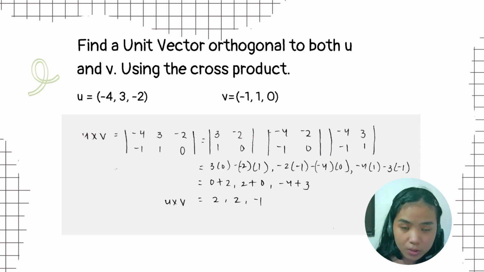And to get the third term, we have to delete the third column. So it will just be -4, 3, -1, and 1. And then let's multiply that: -4 times 1 minus 3 times -1. -4 plus 3, so it will just be -1. So now we have our u cross v, which is equal to 2, 2, and -1.